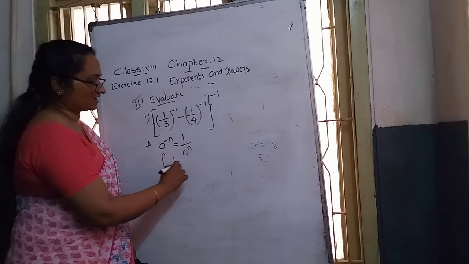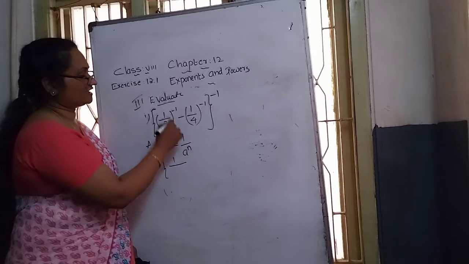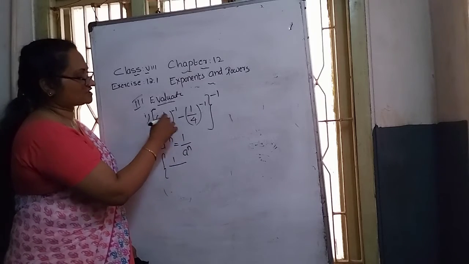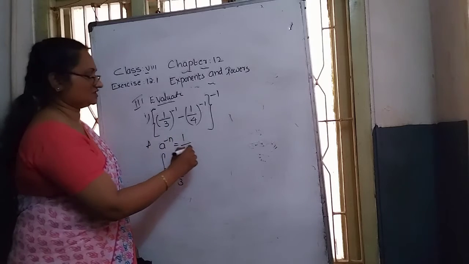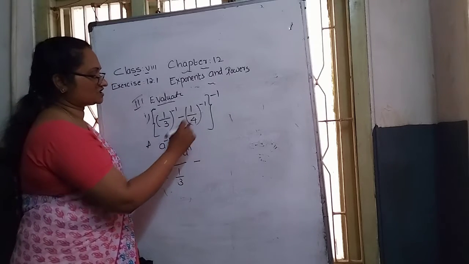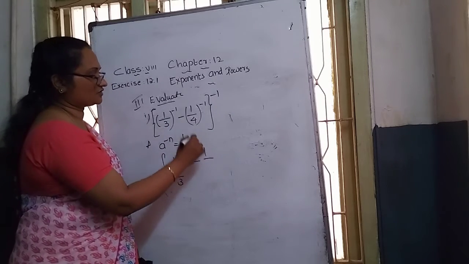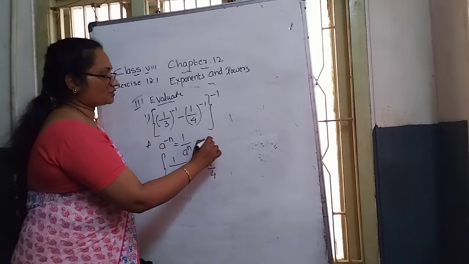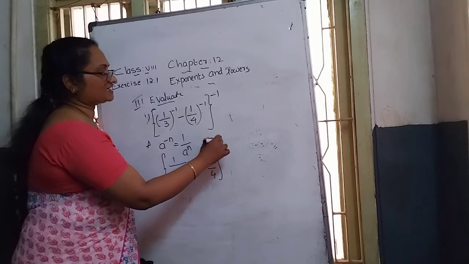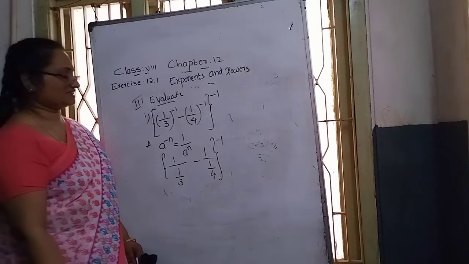How can we write 1 by a power n? Here a means the base. Here the base value is how much? 1 by 3 raised to 1 means 1. Leave it. Minus here also it is in which form? 1 by fractional form we can write. 1 by base is 1 by 4. Then close the square flower bracket. Outside also another minus 1 is there.